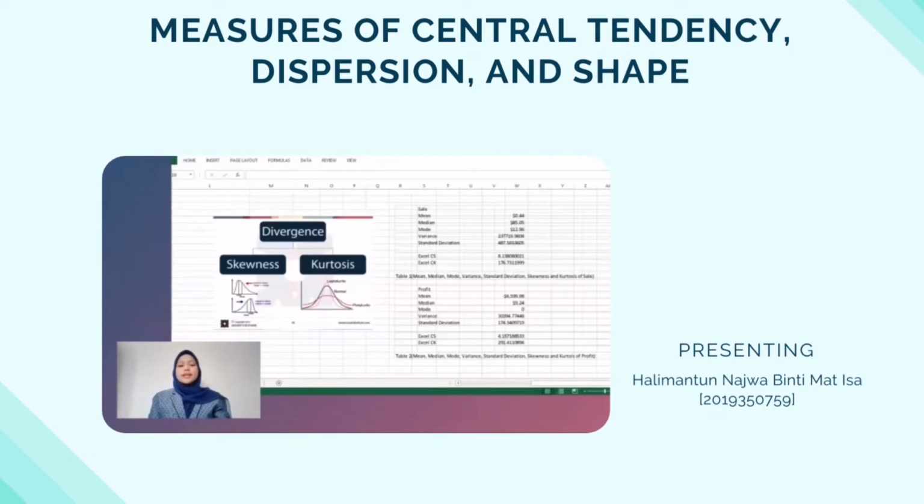Lastly, for CS is 4.157188533. It is positive for high degree and high degree of skewness. For CK is 291.4110896. It is peak with less dispersion.